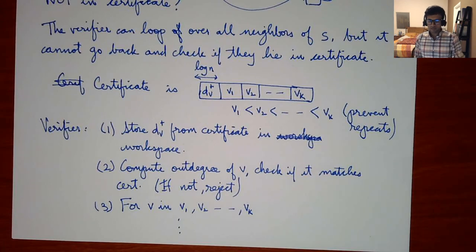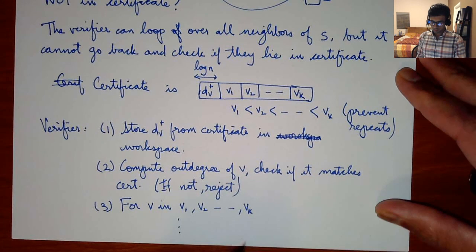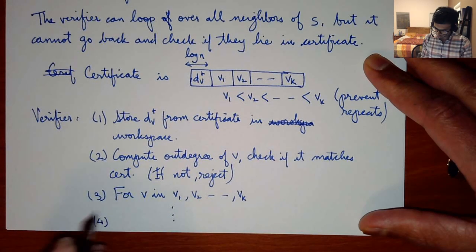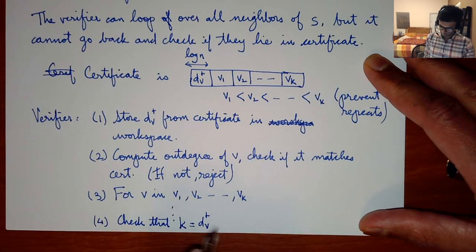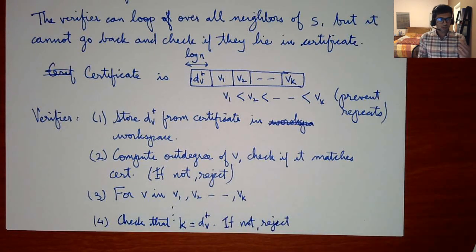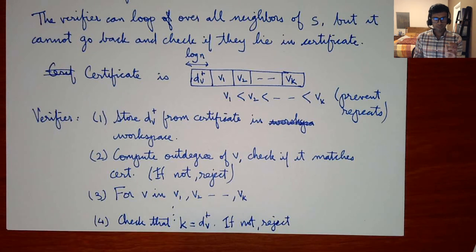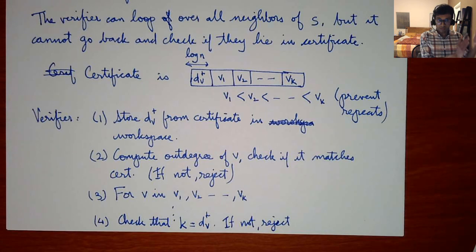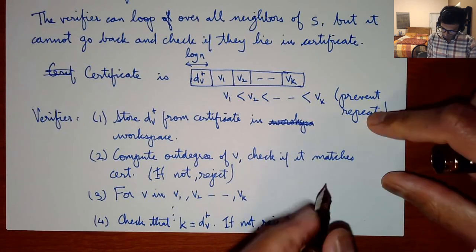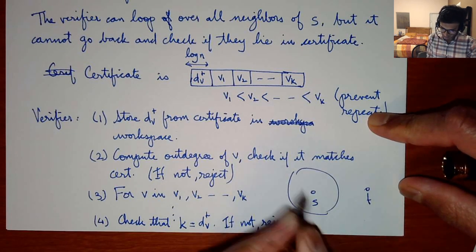If it gets an incorrect out degree, it rejects. When the degree is correct, then it can do this. And then at the fourth step, it can check that k is equal to dv plus, and if not, reject. Because it can count, it can store a constant number of counts. So it's going to store the degree, and once it has the degree, it can ensure that it's only going to see that many vertices. And for each vertex, it is verified that this is indeed a neighbor and it is not a neighbor of T.